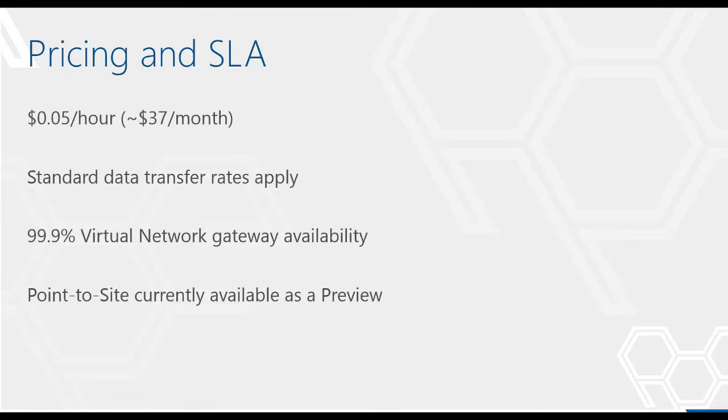The virtual network configuration itself is free. However, once you provision the gateway, the cost is 5 cents an hour or roughly $37 a month. Standard data transfer rates do apply for data crossing the tunnel. The SLA on the gateway on the Windows Azure side is 99.9%. And one thing I do want to point out, the point-to-site connectivity option is currently in preview, so there's not an SLA available just yet.